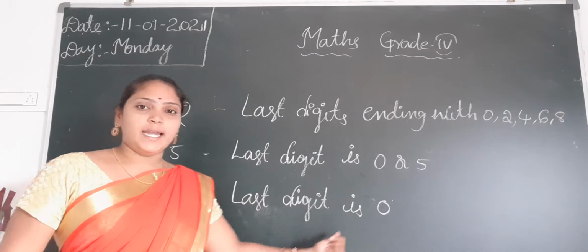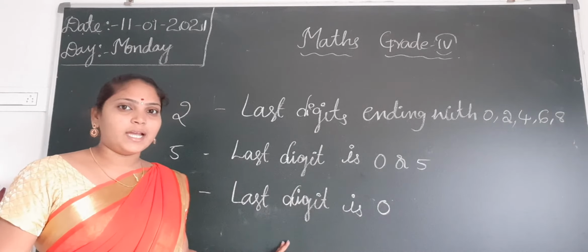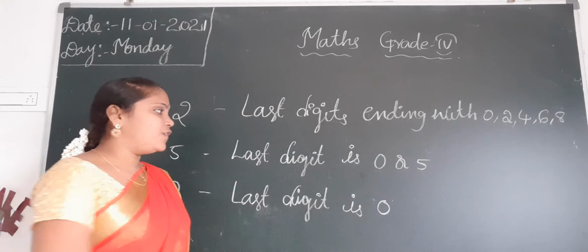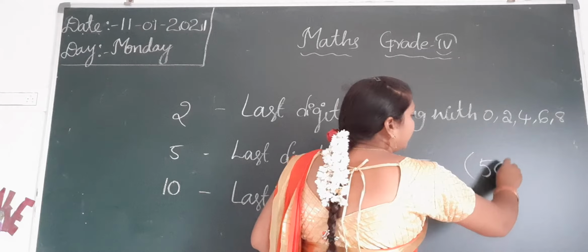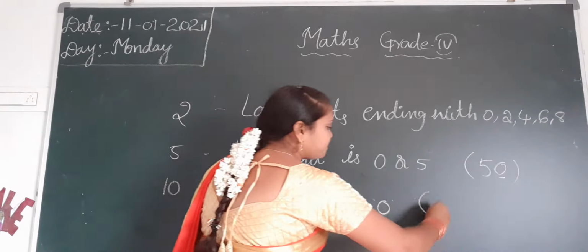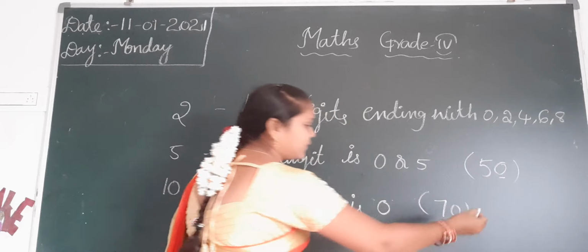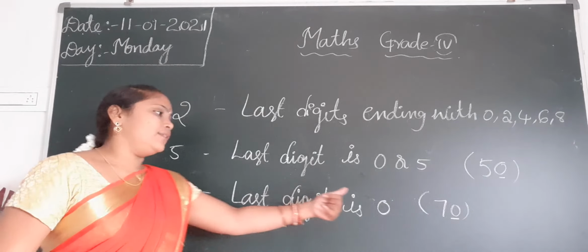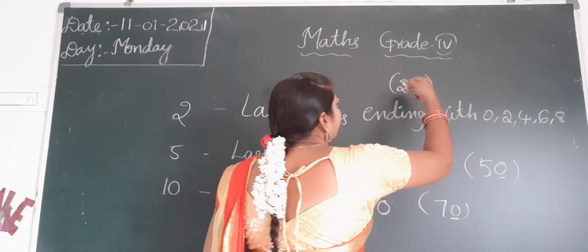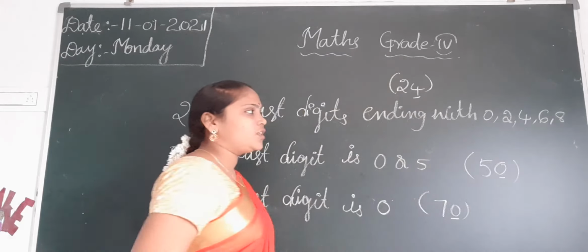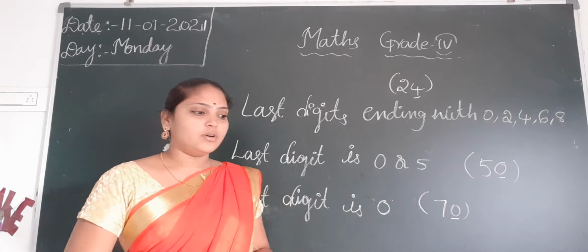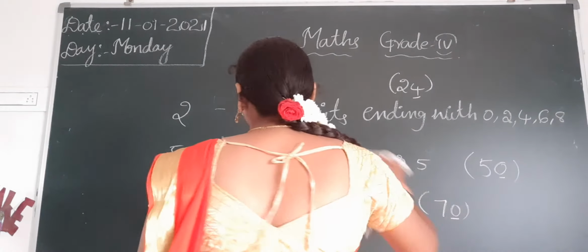The numbers that are ending with 0 are divisible by 2 and 5. For example, 50. Here 50 is ending with 0, which means 50 is divisible by 5. Now here 70. So 70 is ending with 0, which means 70 is divisible by 2. Now here 24 is written, children. Here 24 is ending with 4, so the numbers ending with these digits are divisible by 2. Okay, children, so these are the divisibility rules.